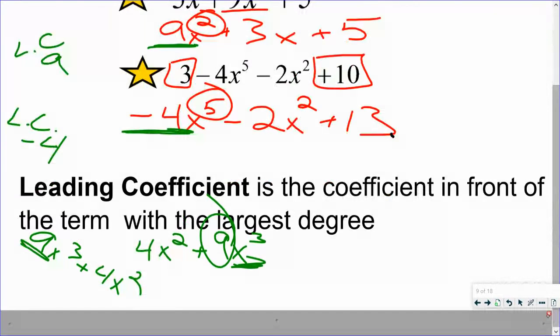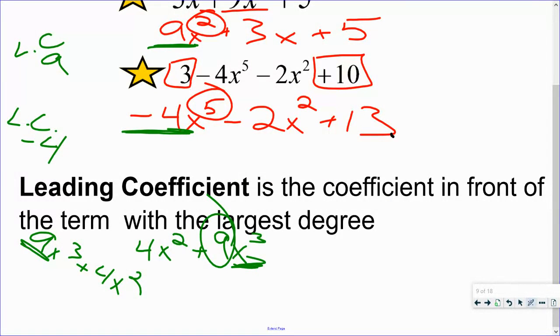And now an explanation of what the leading coefficient is. The leading coefficient is the coefficient in front of the term with the greatest degree. So if I look at this one, these two, third and second power, 9. This means that this is the degree. This is the leading coefficient.